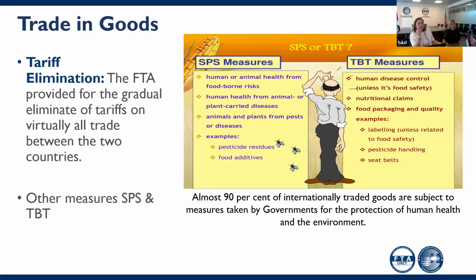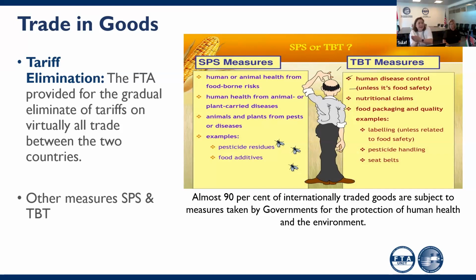But we have to remember that when we're talking about goods, there are other systems and rules that come into play, which are phytosanitary measures or technical measures. A simple example: we talk about food safety, for example.